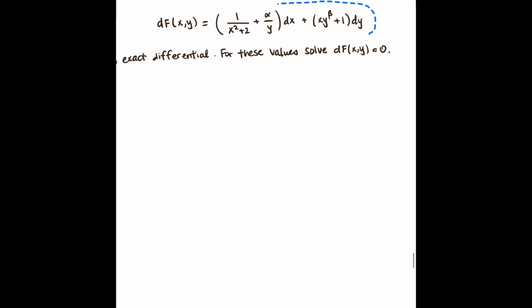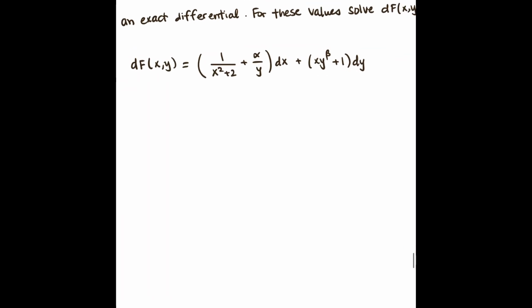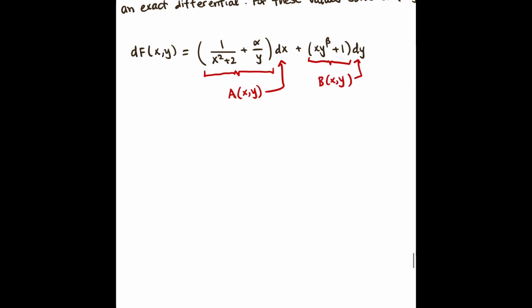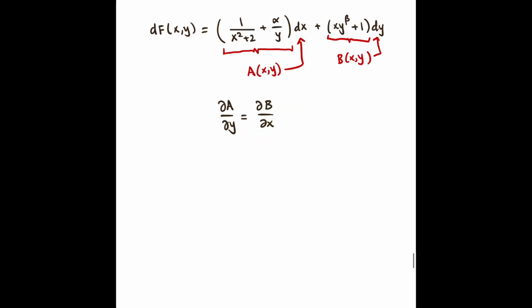So I'm going to start by copying df of x and y below. We know that this term is A of xy because it's associated with the dx. We know that this term is then B of xy because it's associated with dy. So the condition for an exact differential is the partial of A with respect to y equals the partial of B with respect to x.